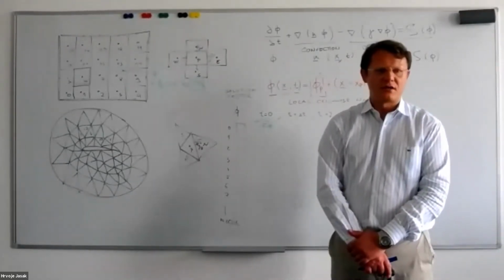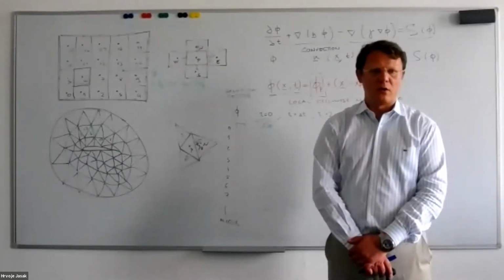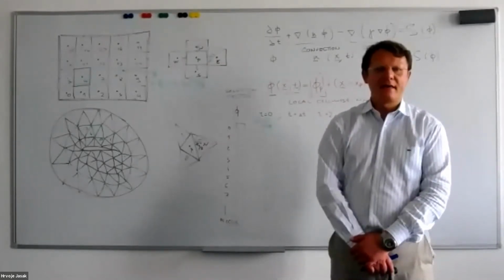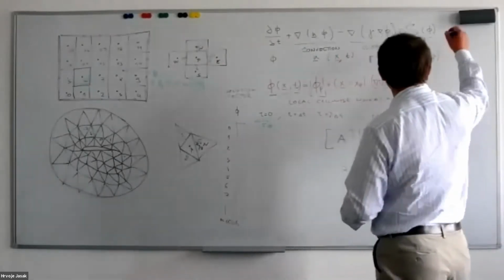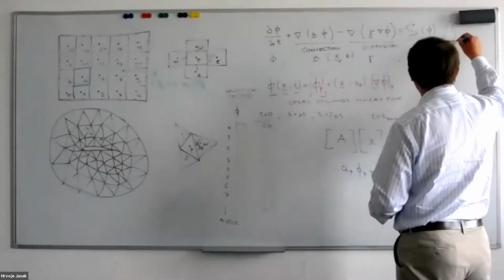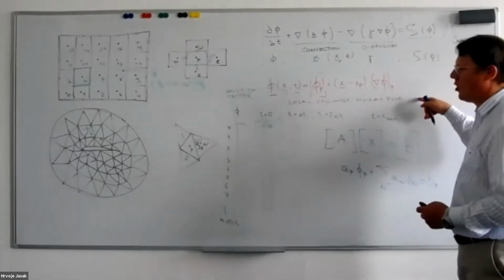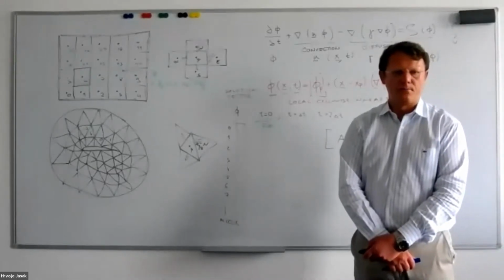Having established this, we now need to integrate the partial differential equation in space and time and create the discretized form. In order to perform this volume integral, I need to be able to evaluate the volume integral of my shape function over the control volume.